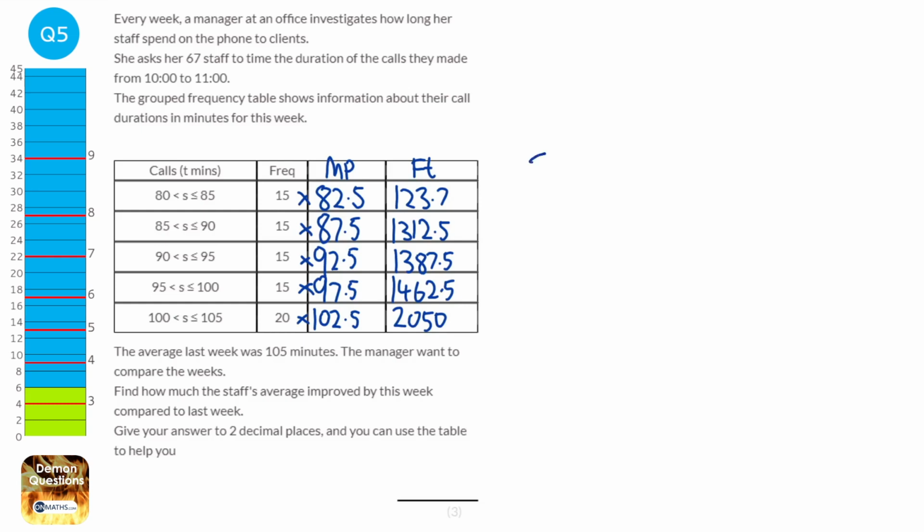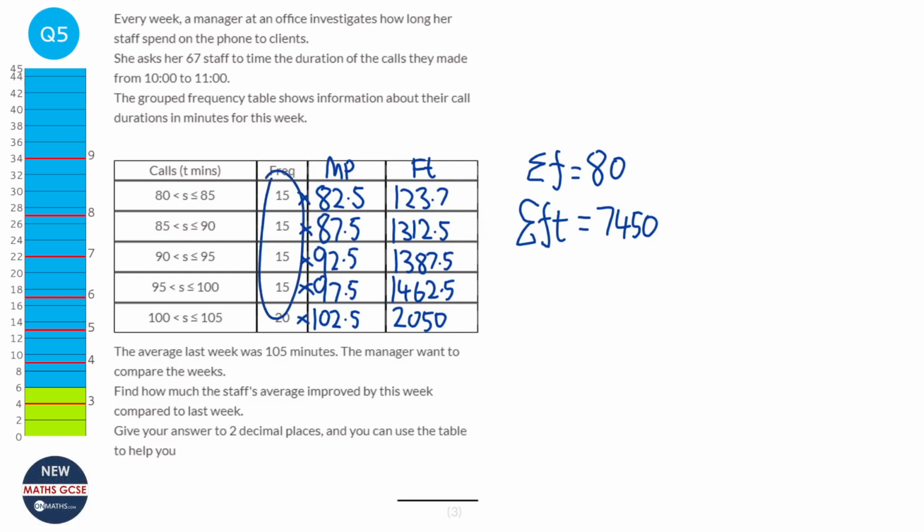Right, next we need to add up the frequencies and add up the FTs. So we're going to have the sum of the frequencies. So I'm just adding all this column up, and that will be 80. And we have the sum of the FT. And so we're going to just add this column up here. And so that would be 7,450. So what this column represents is all the numbers added up together. This column represents how many numbers we have.